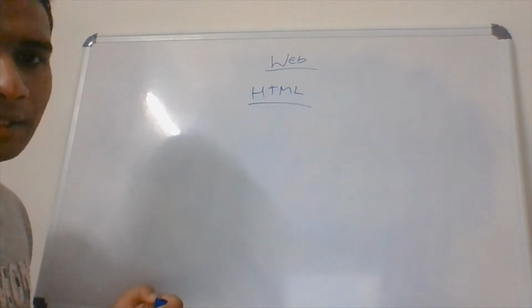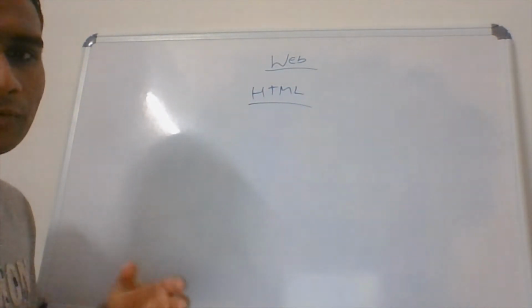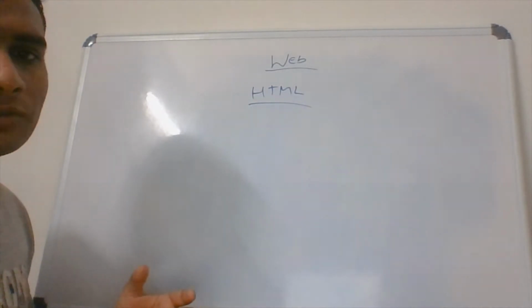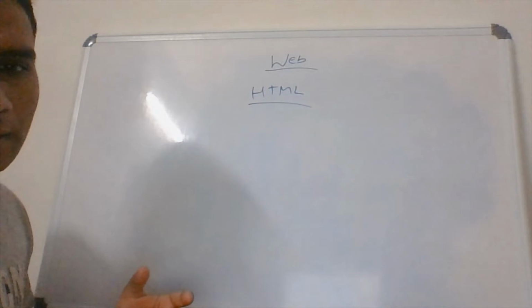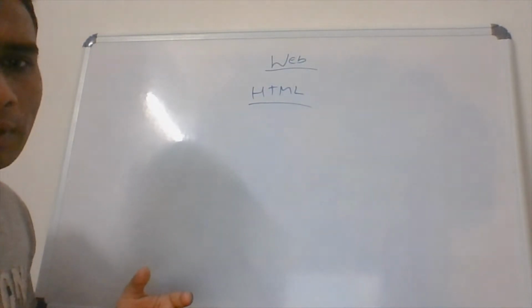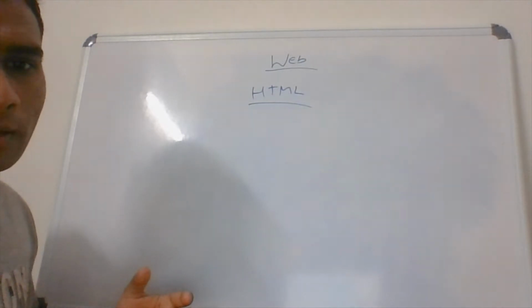So what is HTML? HTML is the standard markup language for web pages. With HTML you can create your own website. HTML stands for Hypertext Markup Language. HTML is a standard markup language for creating web pages. HTML describes the structure of a web page.